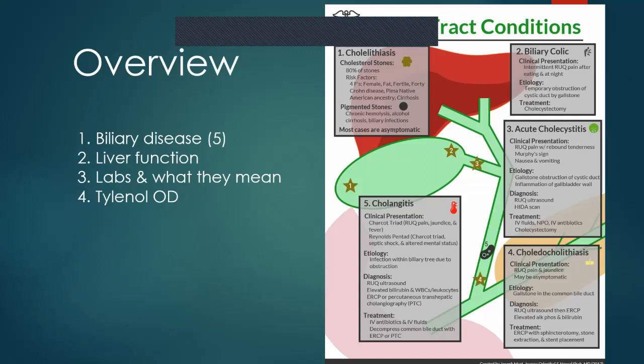of the different clinical presentations and the different causes. And then I want to go through liver function and the liver function tests and labs and what they mean, and how to figure out which kind of disease process the patient has going on. And then finally, I want to cover just a couple of basic things like Tylenol overdose and Fitz-Hugh-Curtis syndrome.